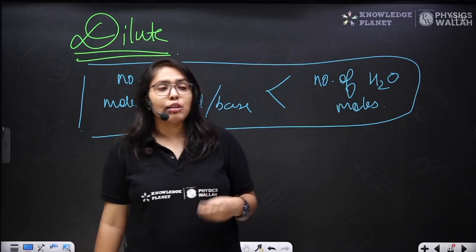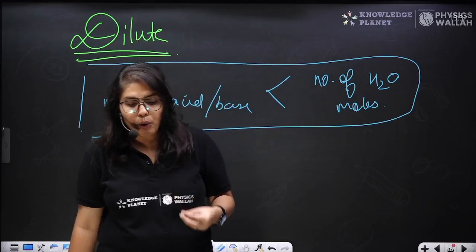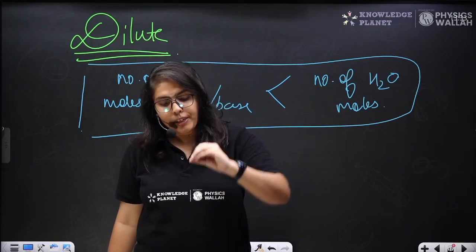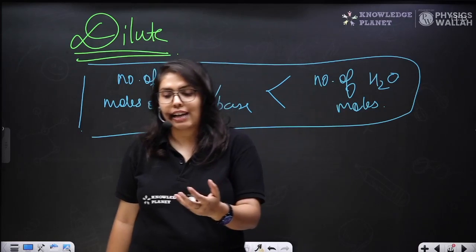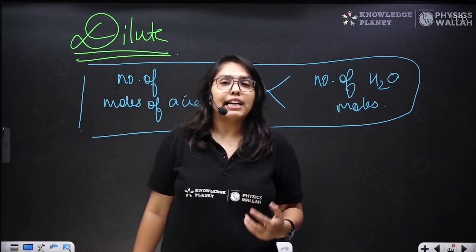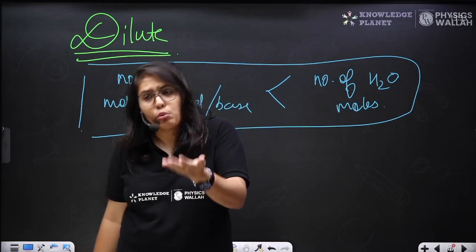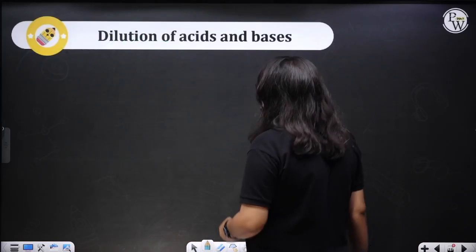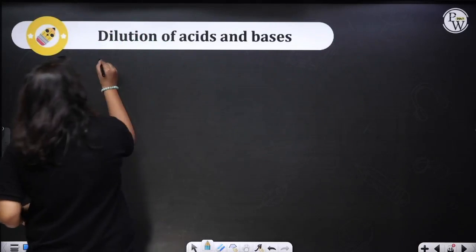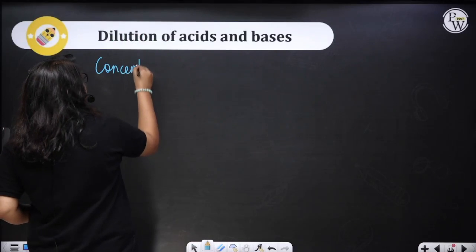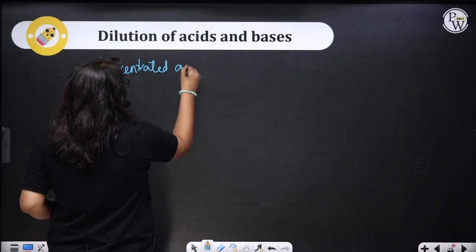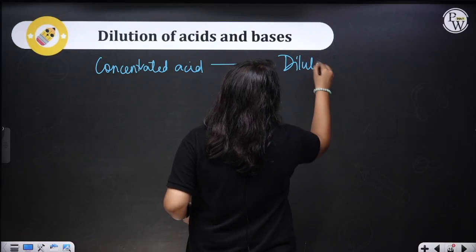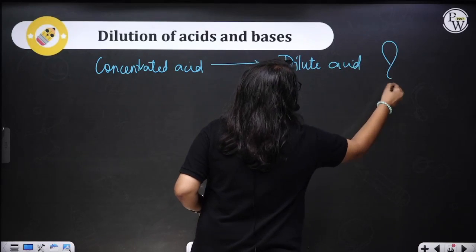Now the thing is, in the laboratories, certain reactions are very, very sensitive. So for such reactions we use dilute acid or dilute base. Now, how do we do that? Let's say you have a concentrated acid, and you have to dilute it. The question is, how will you do that?